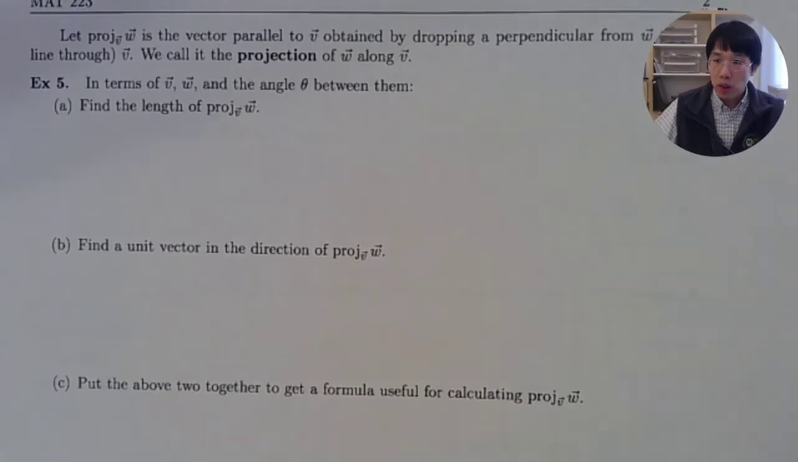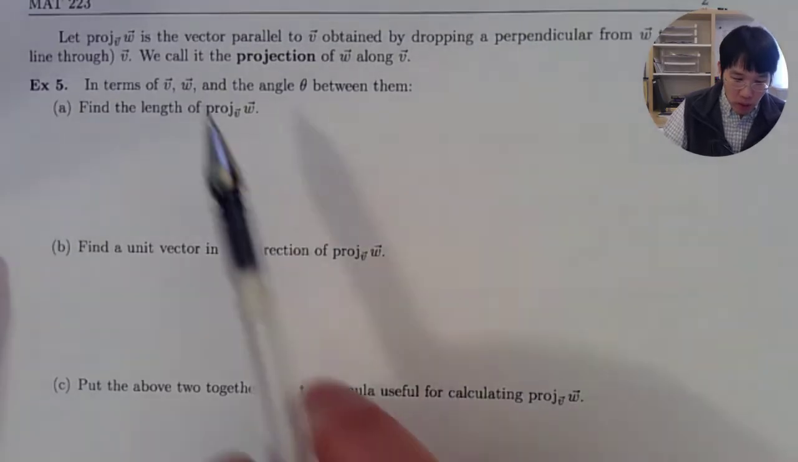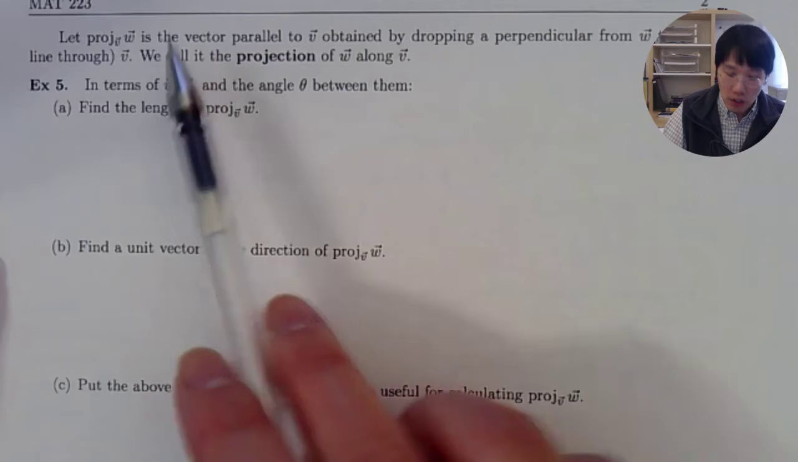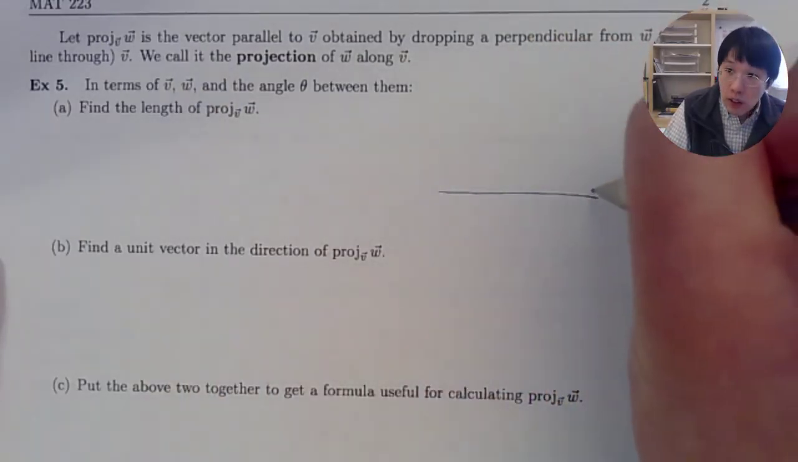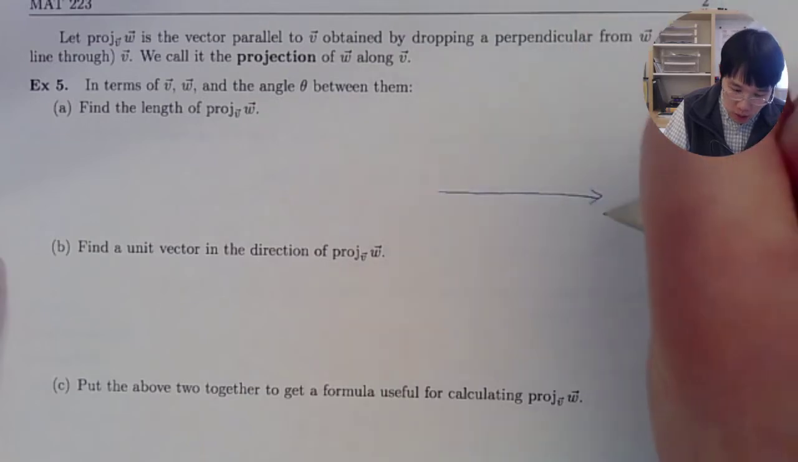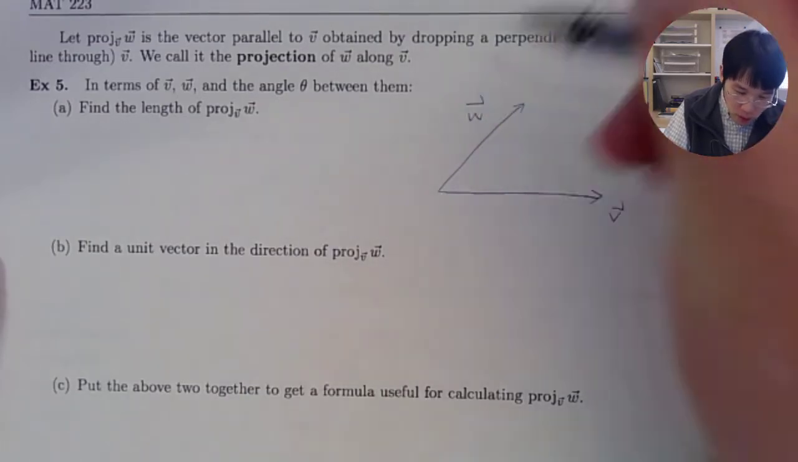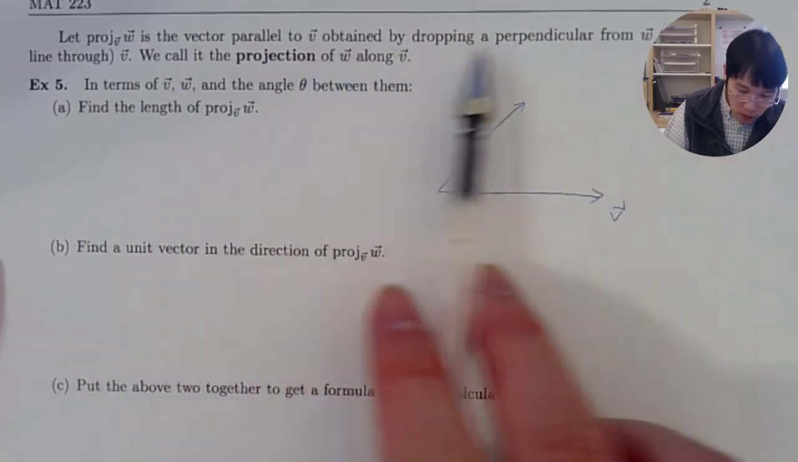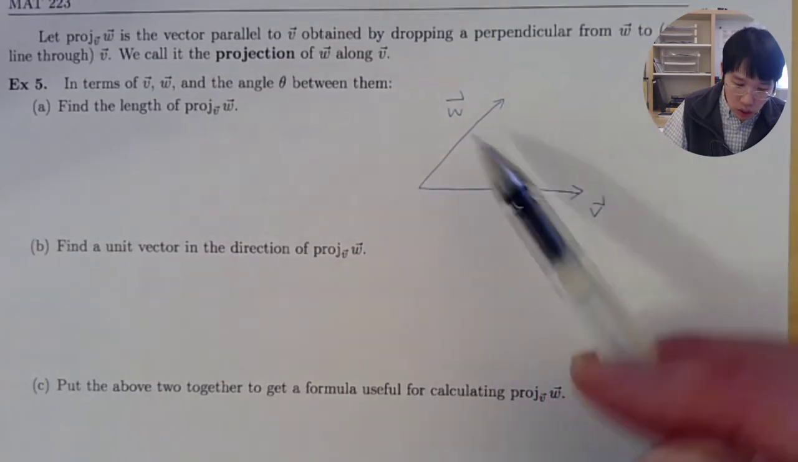Now let's think about a very useful idea that comes from the dot product. We'll define a projection of a vector. Let me draw a picture. So suppose we have a vector like this. This is v, and then we have another vector called w, and then we drop a perpendicular from w to the line through v.